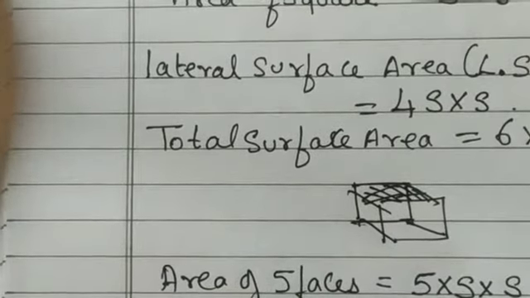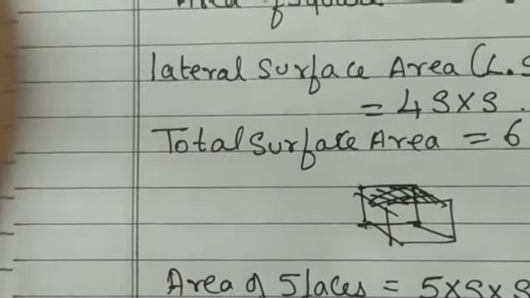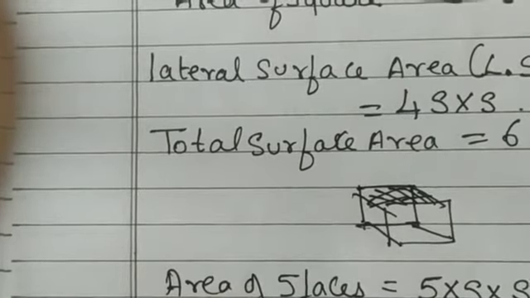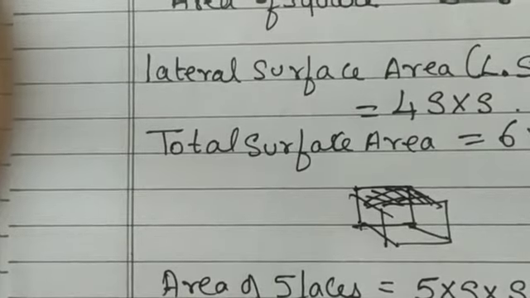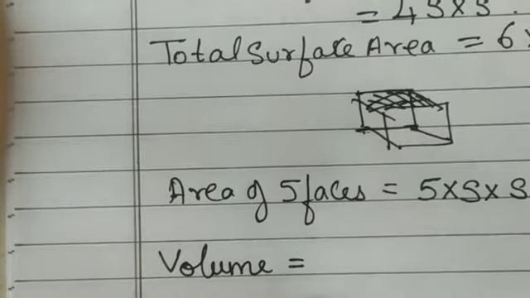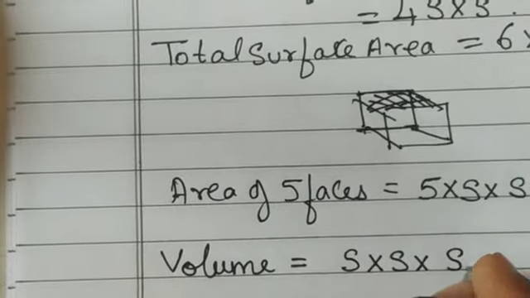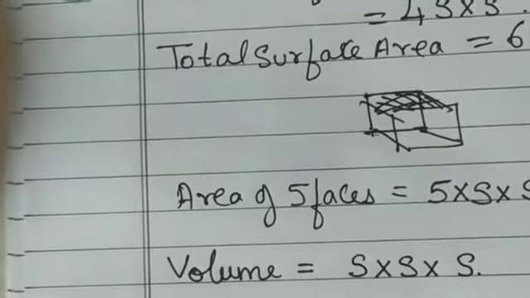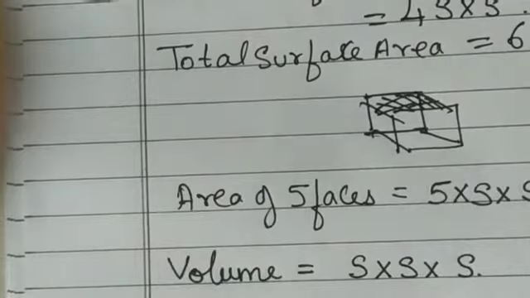To find the volume of the cube: volume means the capacity, how much a box can hold, that we have to find. So the formula to find volume is side into side into side. So this is how we find the lateral surface area, total surface area and the volume of the cube. Here I finished the explanation of the cube.